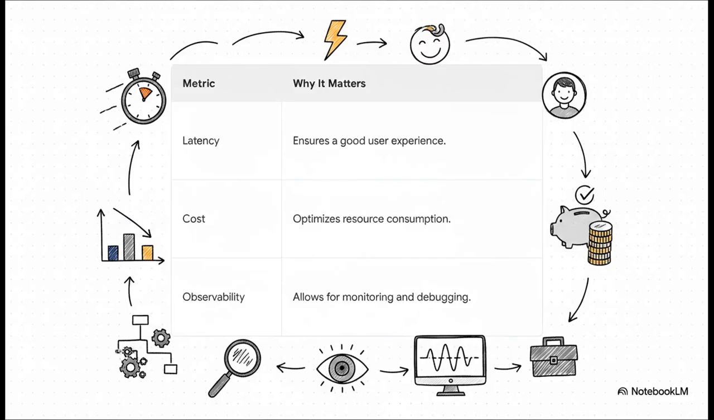And this table just lays out the cold, hard business realities perfectly. Look, it's not enough for your agent to be smart. It has to be fast, because nobody likes a slow UI. It has to be cost-effective, because you have a budget. And it absolutely has to be observable, so you can actually monitor what it's doing and debug it when things go wrong in real time.